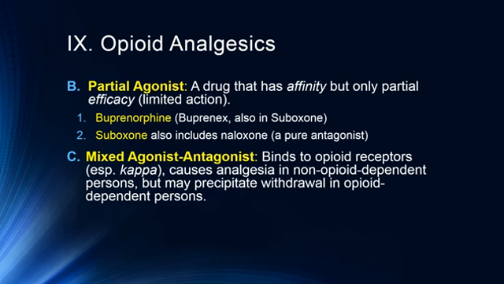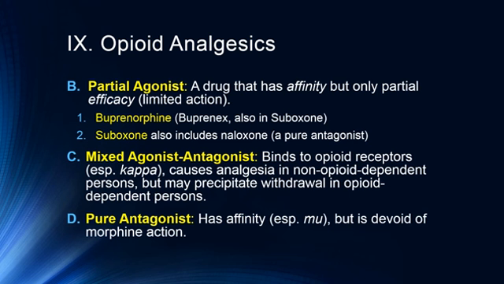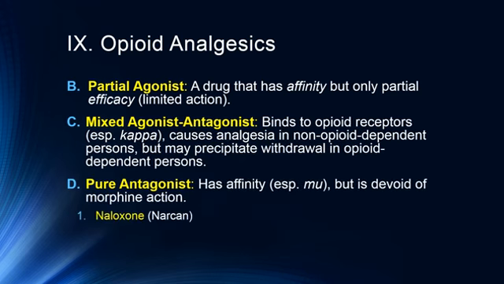There are mixed agonist-antagonist drugs. These bind to opioid receptors, particularly what we call the kappa receptor. It causes analgesia in non-opioid dependent persons, but may precipitate withdrawal in opioid dependent persons. So these are drugs that might be useful as first-line analgesia in patients who are not opioid dependent. And then finally we have pure antagonists, and these have an affinity for the mu receptor but are devoid of any morphine action. And these are drugs like naloxone or Narcan and naltrexone, which has several different brand names.